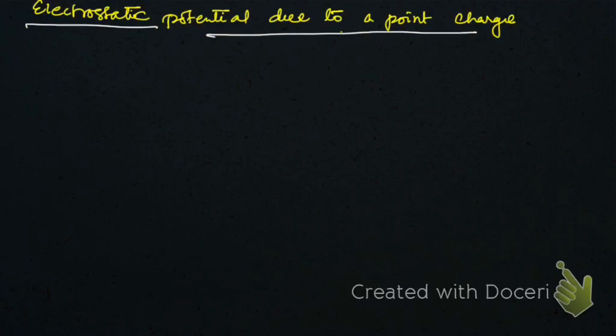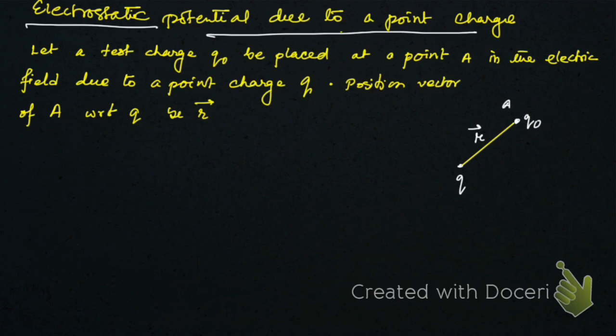Now you see, suppose this is a point charge Q, and at a point A which is in the electric field due to this point charge Q, there is another test charge, let it be Q naught, right? Its position vector is R, this is the position vector R, right? So now you see, this Q naught charge is moved radially towards Q.